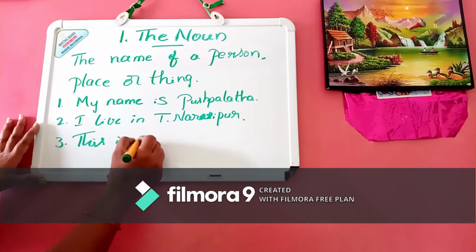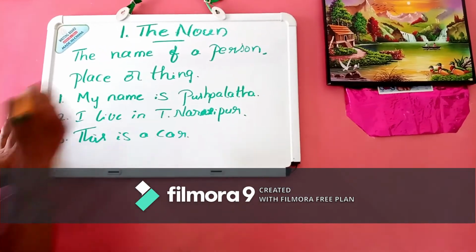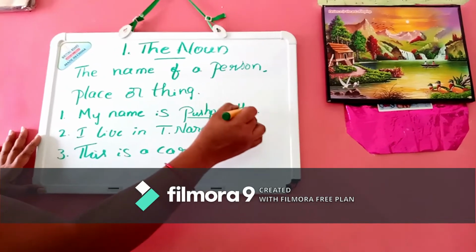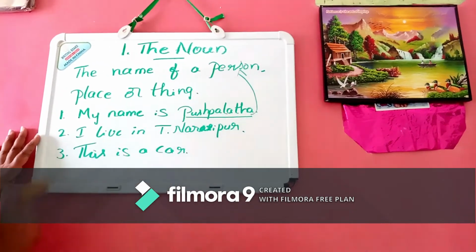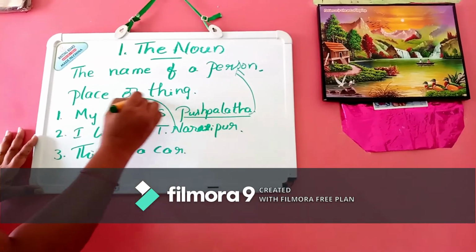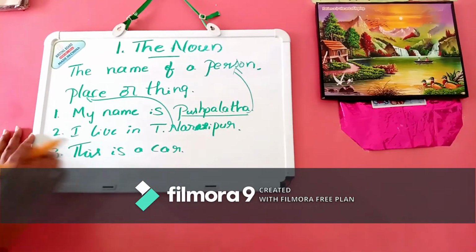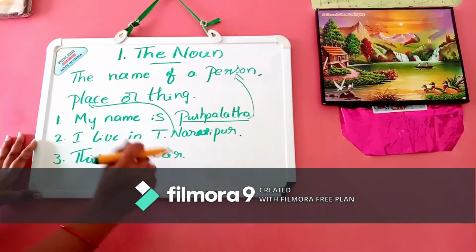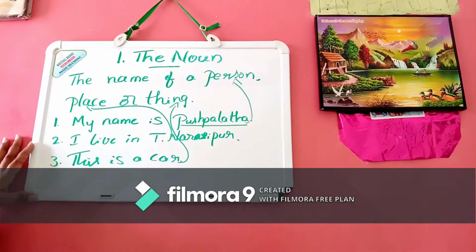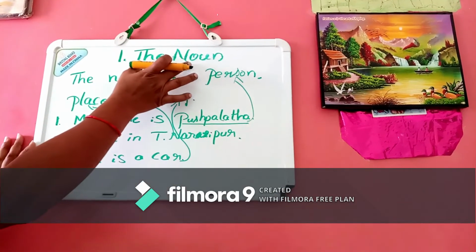This is a car. Children, here Pushpalatha is a name of person. I live in Narasipur. Narasipur is name of a place. And this is a car. A car is the name of thing. The naming word is called noun.